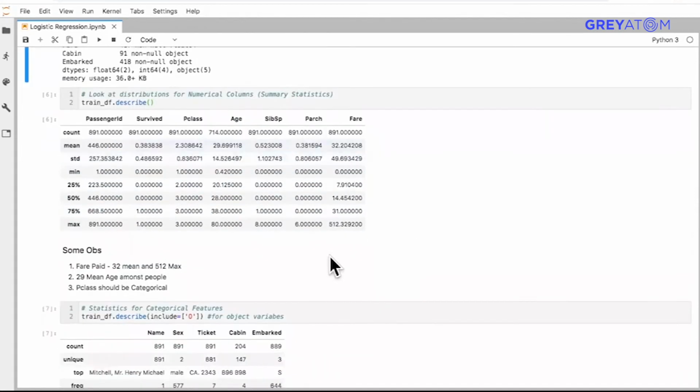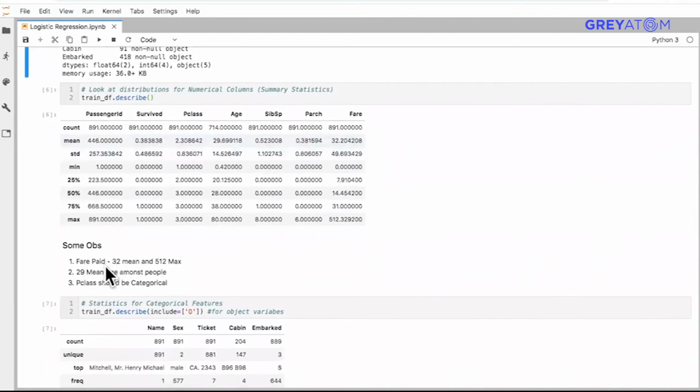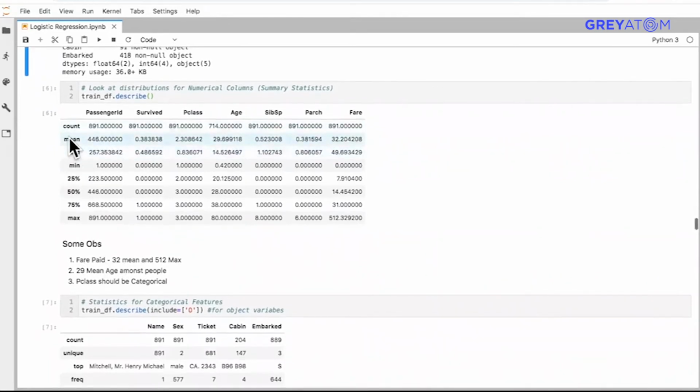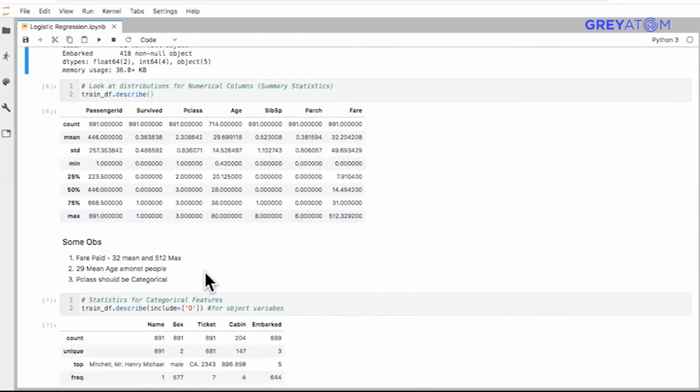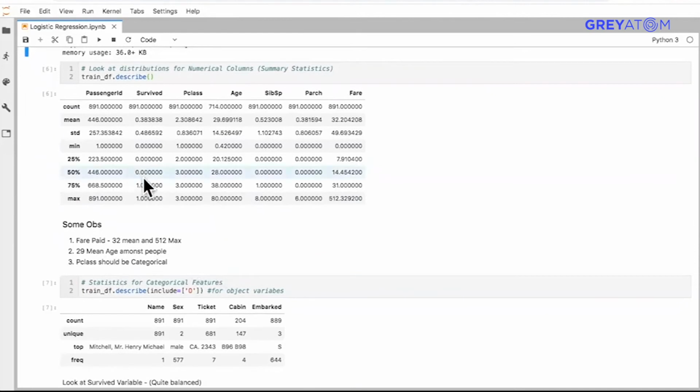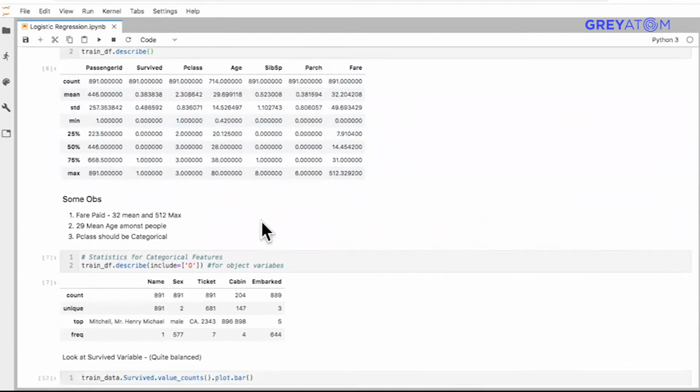So some observations I found out were that the mean fare was around 32, and there were people who even paid $500 for being on the Titanic. The mean age is like 29, so pretty much almost young people on the cruise. And I just figured out that P class should be categorical instead; we can change this later on.